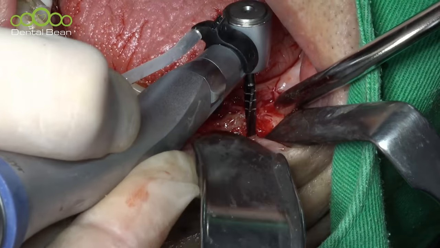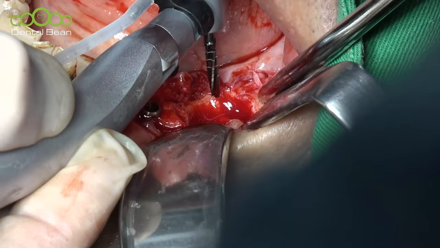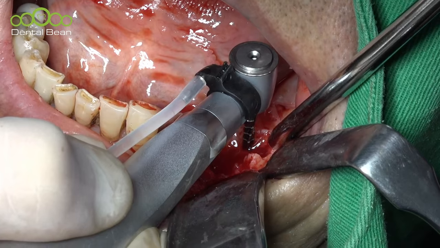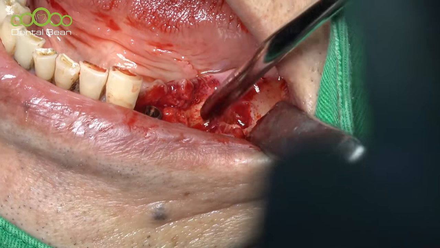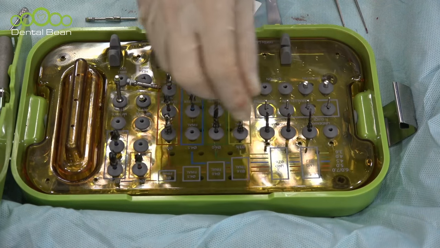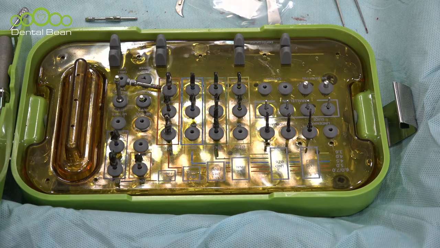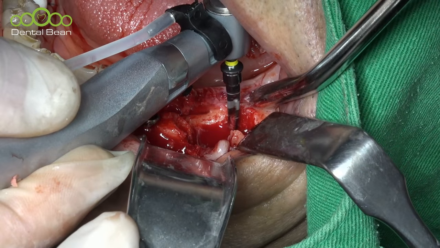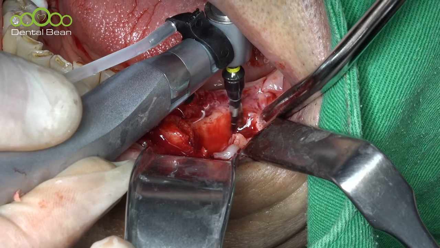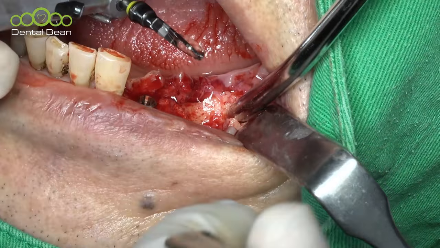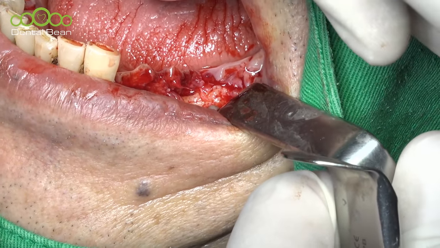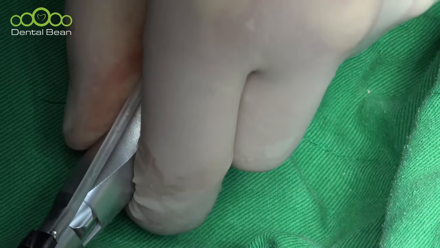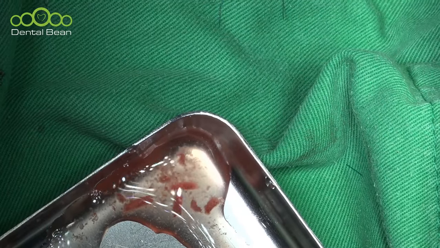Open, please. I will say, a little bit deep. Okay. This is the 2.6 and then 3.6. Same depth. Okay, this is a 10 millimeter. 1 millimeter more deeper. Okay, stop. Very good autogenous bone. Very good.